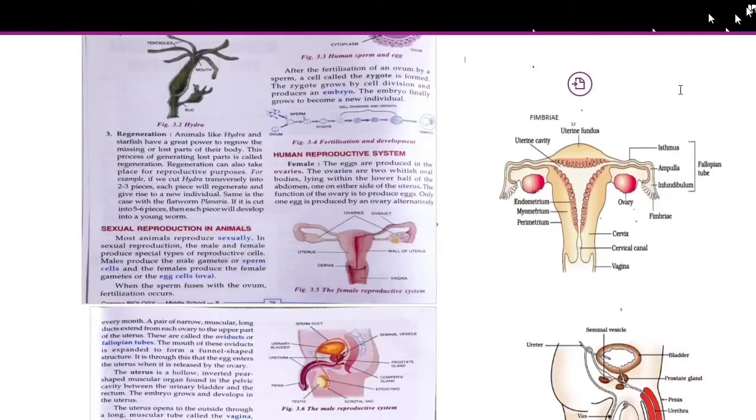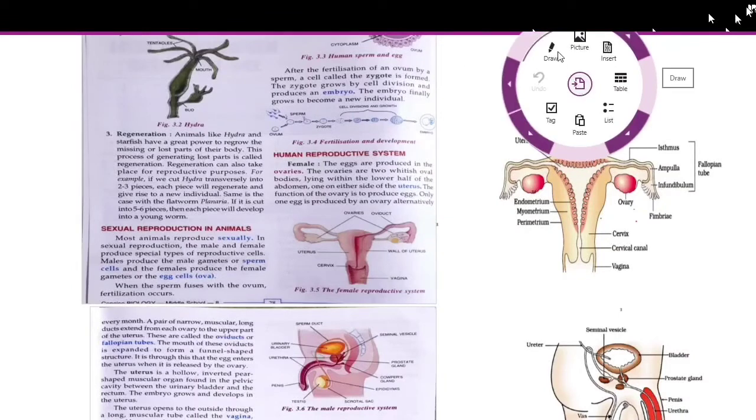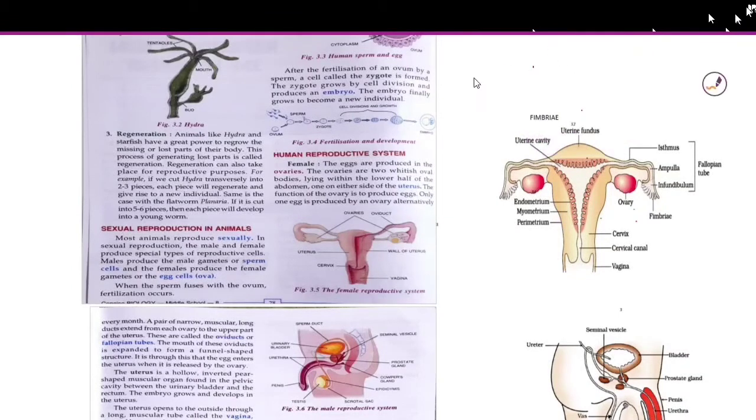Students, in the previous class, we started out with the topic sexual reproduction, and we have learnt in detail about the structure of ovum and sperm, which are the gametes of the male and female respectively. And today we are going to study in detail the female reproductive system. So let us start.